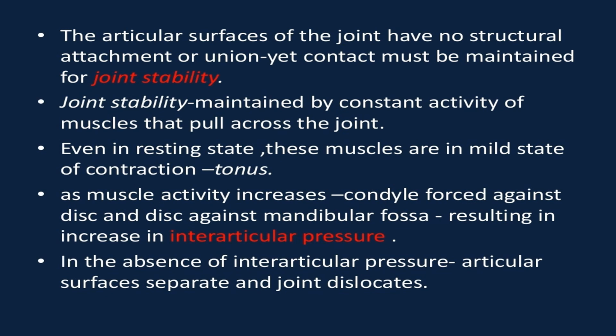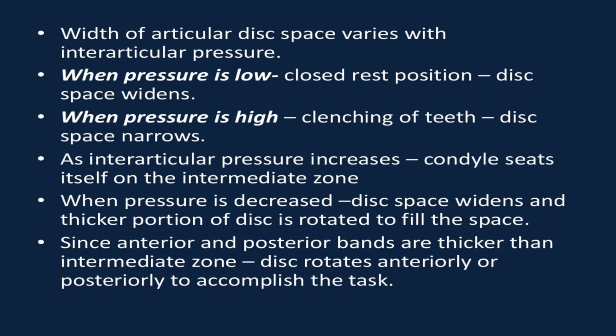89. The articular surfaces of the joint have no structural attachment or union, yet contact must be maintained for joint stability. Joint stability is maintained by constant activity of muscles that pull across the joint. Even in the resting state, these muscles are in a mild state of contraction, tonus. As muscle activity increases, the condyle is forced against the disc and the disc against the mandibular fossa, resulting in an increase in interarticular pressure. In the absence of interarticular pressure, the articular surfaces separate and the joint dislocates.